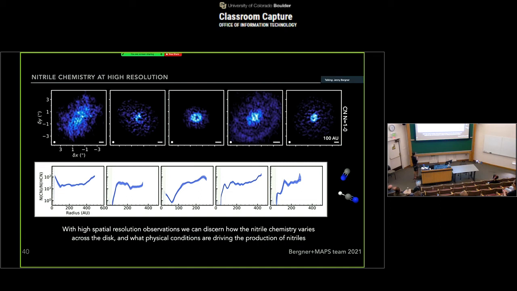What we're looking at here is the CN to HCN ratio as a function of radius in the disk. Even among these simple nitriles, we're seeing maybe 2 orders of magnitude variation in the CN to HCN ratio across the disk. I won't go into too much detail, but we can use these constraints to infer what physics are driving the production of nitriles within the disk. And again, we're very interested in this from the standpoint of better understanding how these prebiotically interesting molecules are produced.